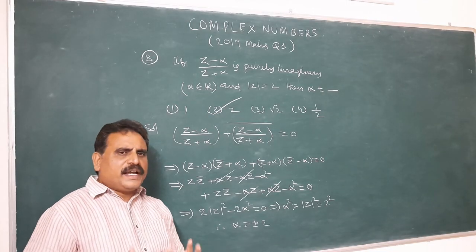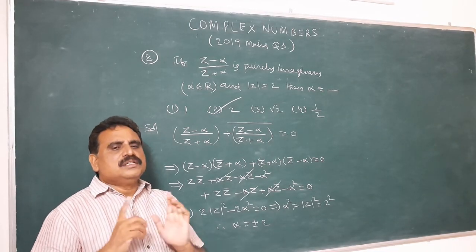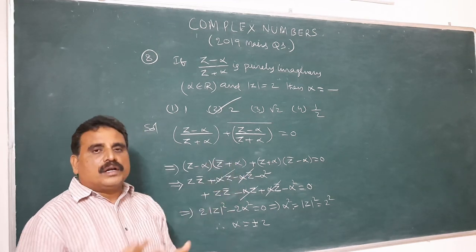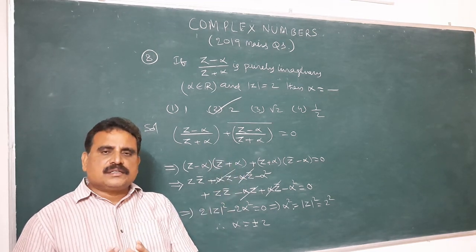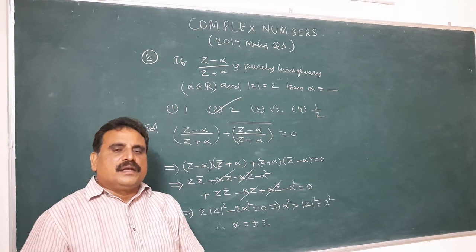So in 2019, the total number of questions is 16. 8 questions are over. The remaining 8 questions will be discussed in the next part.